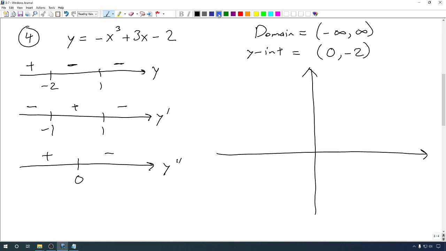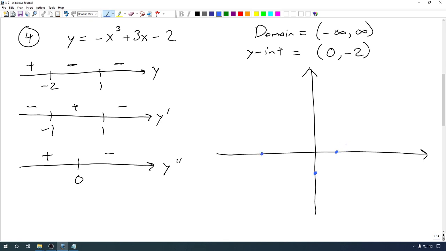So first things first, we have our y-intercept. We have a y-intercept of negative 2. I'm going to put that here. This is our y-intercept of 0, negative 2. We also have x-intercepts. Those are at negative 2 and 1. So let's say here at 1, and here at negative 2.